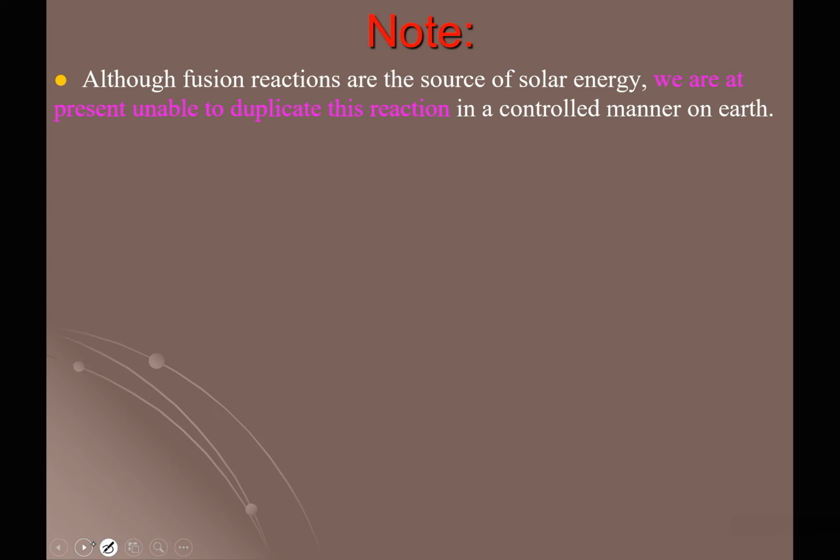Number one, it's true that fusion reactions are the source of solar energy, the energy of the sun. We are at present unable to duplicate this reaction in a controlled manner on Earth. So fusion does not occur on Earth. We cannot harness energy using a fusion process.